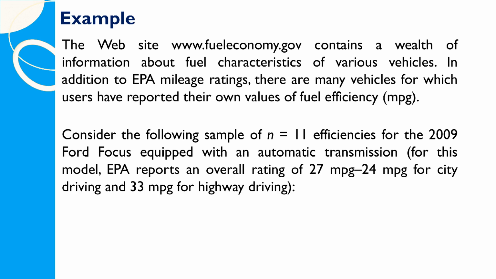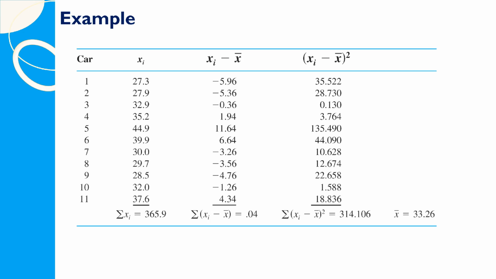The website www.fueleconomy.gov provides detailed fuel efficiency information for various vehicles, including both EPA ratings and user-reported values. For the 2009 Ford Focus with an automatic transmission, a sample of 11 user-reported fuel efficiencies shows variation around the EPA-rated 27 mpg overall.